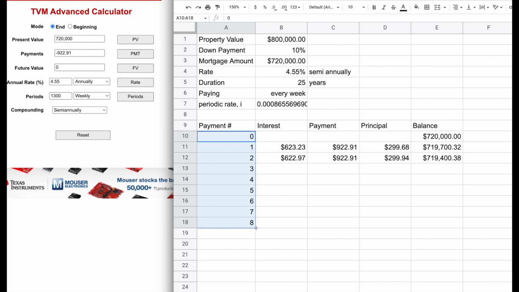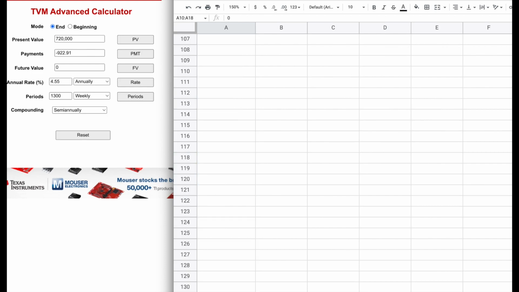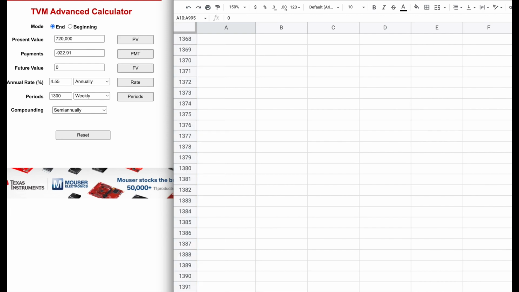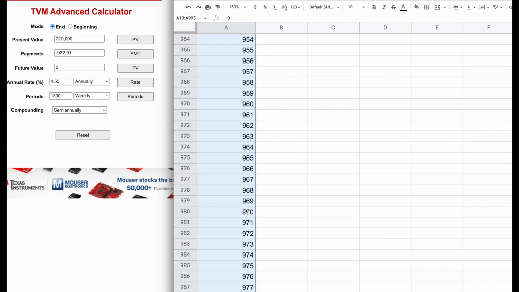So I'm going to do this for quite a while because I need 1,300 payments here. So I'm just going to continue on this here. I'm going to grab this little dot again, and I'm going to drag way down until I start seeing 1,300. So I actually need to add more rows to this spreadsheet. We'll just add another 400 rows. Still want to continue this down.